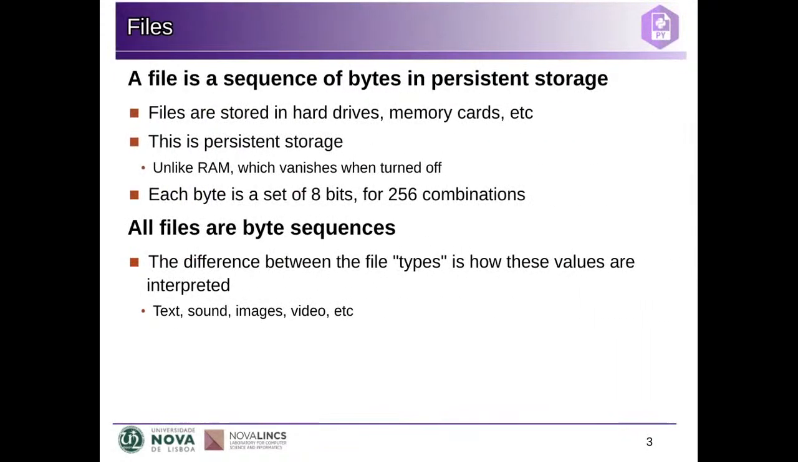So files basically are sequences of bytes that we store in persistent storage. What you have in memory, in RAM, in your computer disappears when you turn off the computer, but things that you have in hard drives, memory cards, and so on remain there even after power is turned off. So what you have are sequences of numbers, bytes. Each byte has a set of 8 bits, 8 zeros and ones. So basically you have numbers between 0 and 255. These are the combinations that you can do with 8 zeros and ones. And you have long strings of these numbers. These are the files that you have in the computer.